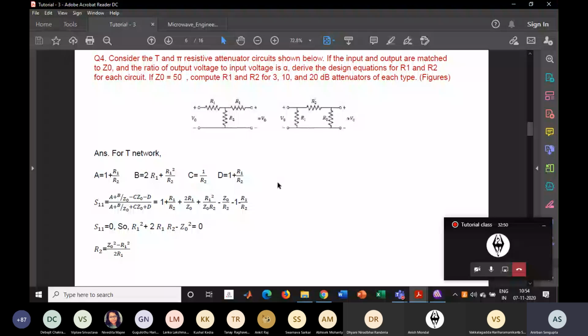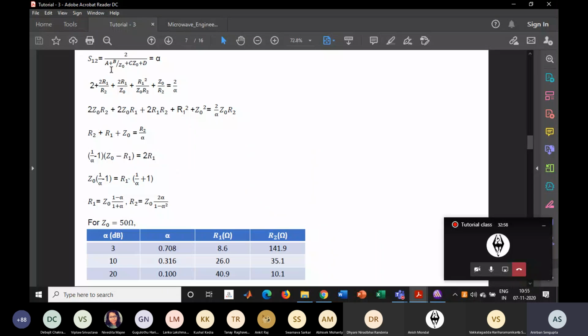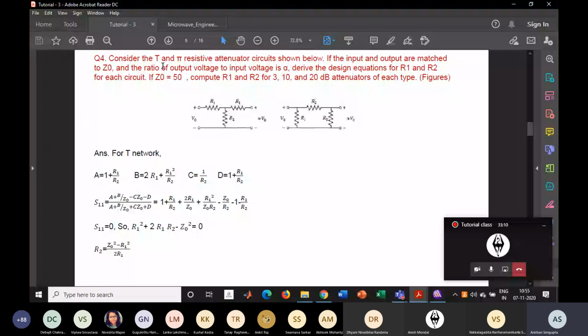Now let's see the S21 equation or S12. So the S12 is 2 by (A plus B by Z naught plus C Z naught plus D) equals to alpha, because alpha is given here, that the ratio of output voltage to input voltage, that is the attenuation factor actually, alpha. So from here also put the A value, B value, C and D. You will find this equation.